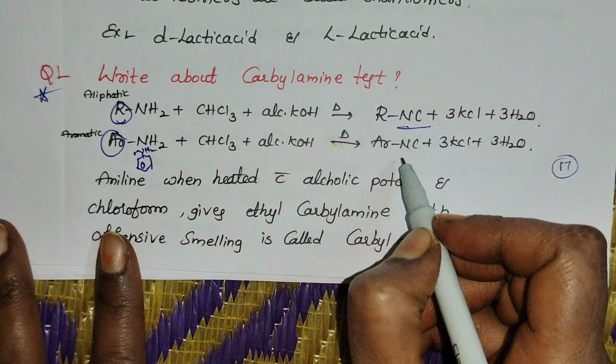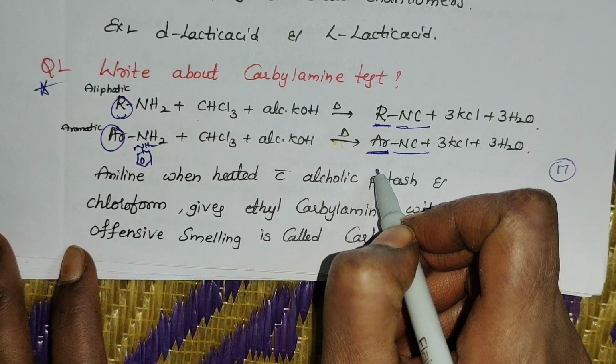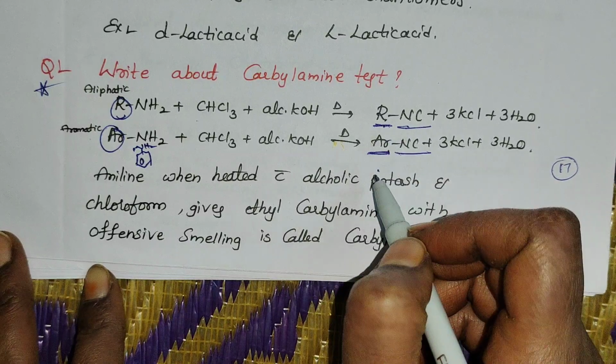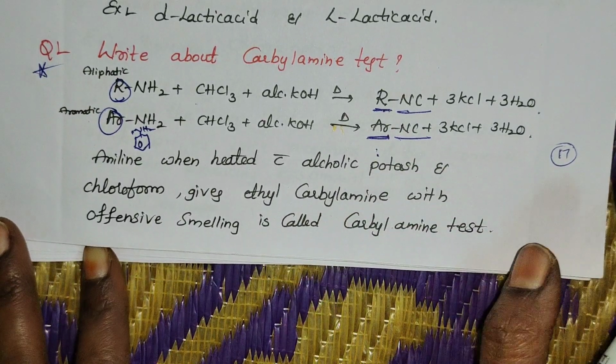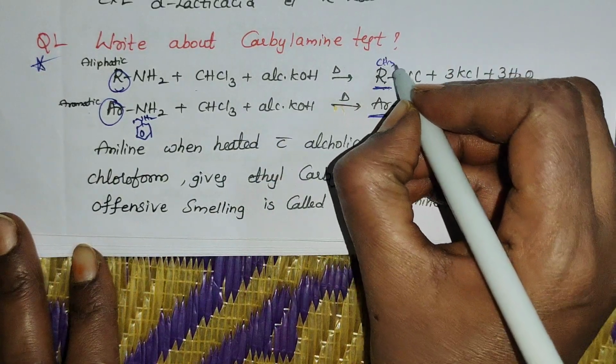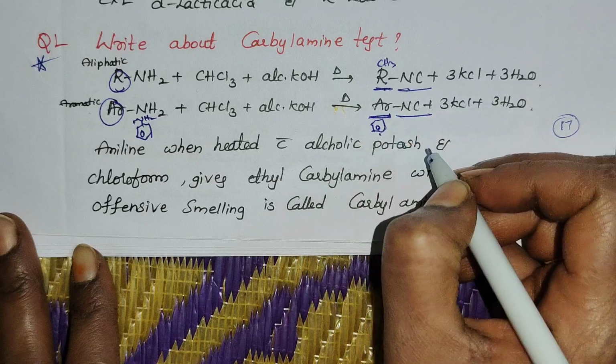Here also isocyanide, here also isocyanide. Here R, here Ar. R is nothing but alkyl, Ar is nothing but aryl group. When it is R, it is aliphatic. When it is Ar, it is aromatic. You have to remember like that. Or else simply remember one alkyl, methyl here, and one aryl, that is the benzene group, phenyl.